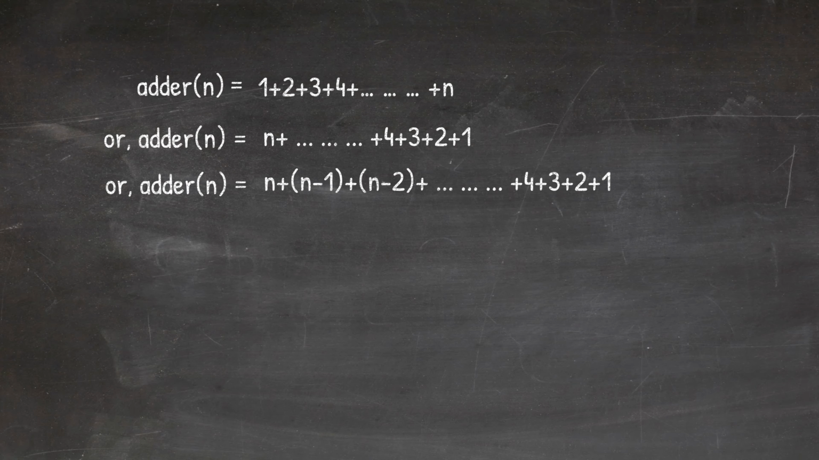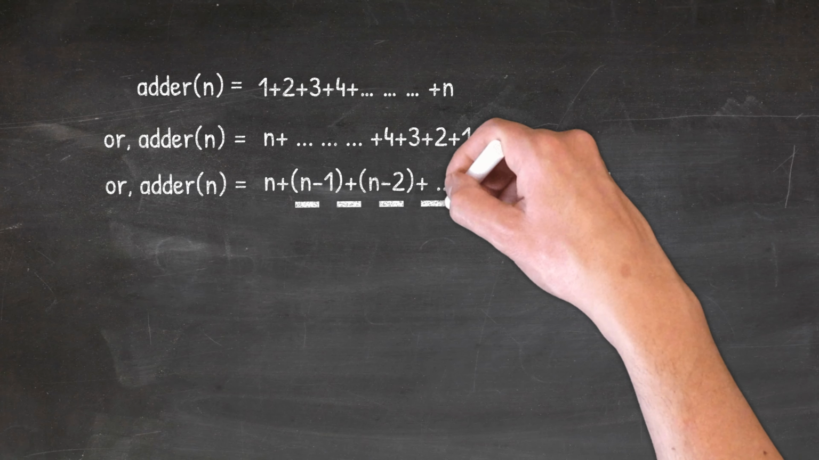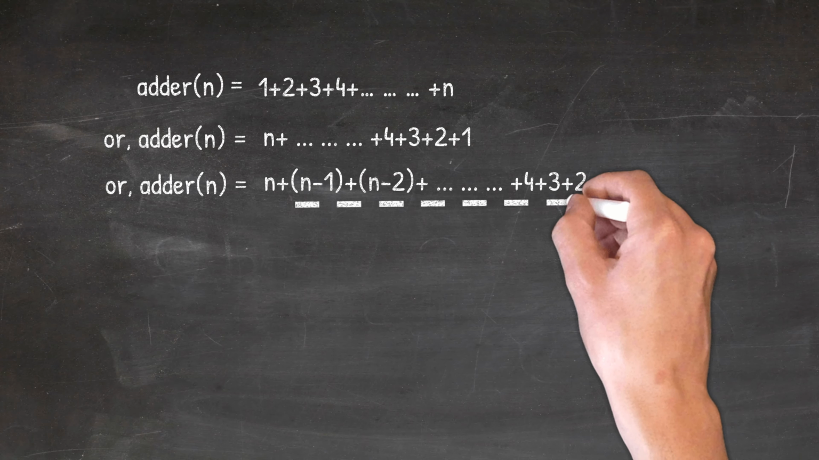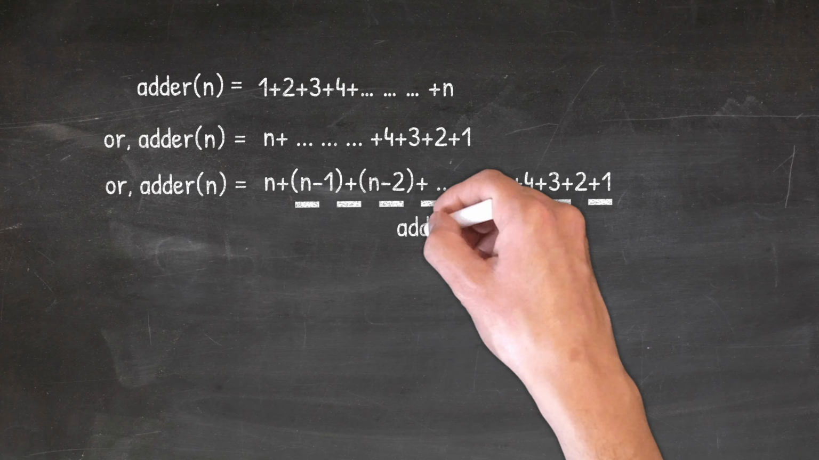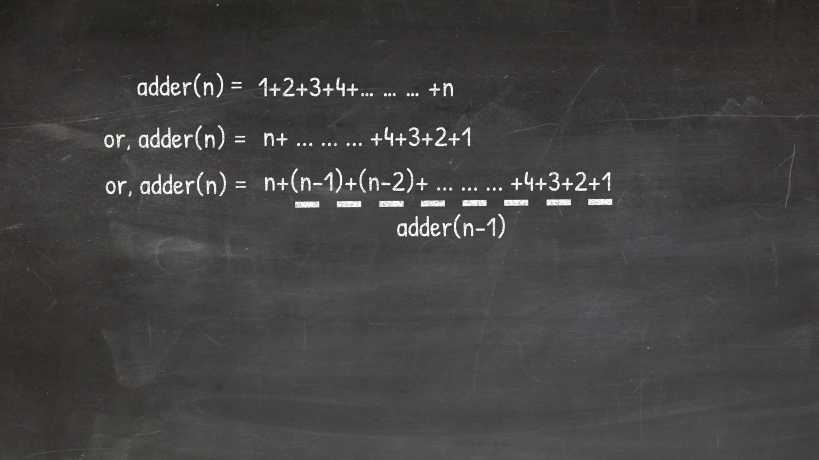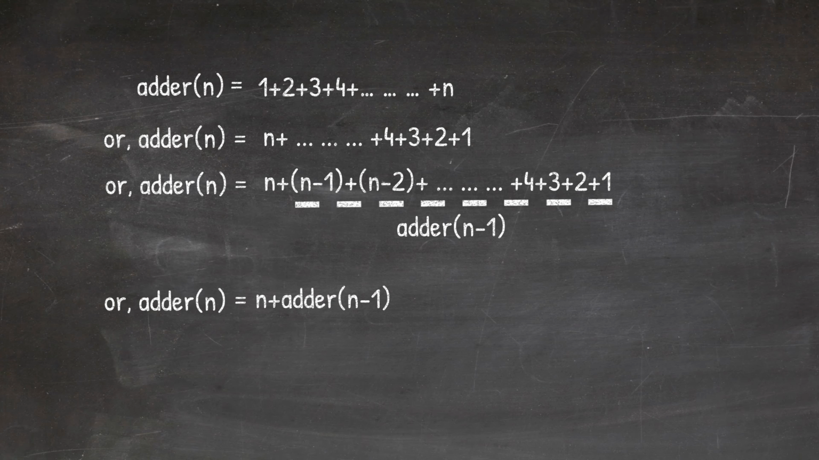We can mathematically say that adder n is equal to this entire series. Now notice that the part that contains n minus 1 plus n minus 2 plus down to 4 plus 3 plus 2 plus 1 can be considered as adder n minus 1. Hence, we can write adder n equals n plus adder n minus 1. Adder n minus 1 already has every term from n minus 1 down to 1 in it.